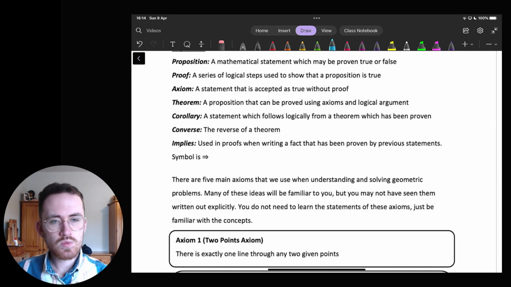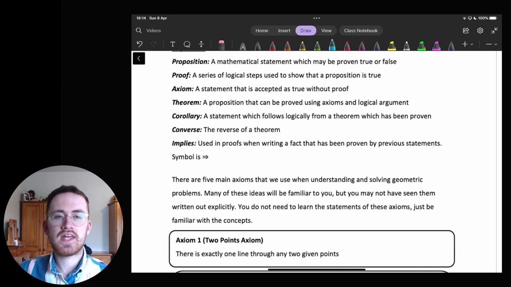With all of these words, it's a good idea that you have some sense of what they mean, whether that means learning off these definitions if that works best for you, or just having a general sense that you could express what each of these words means. If they asked what is a proof, you could get across the sense of it. A proof should have logical steps, and we use it to show that a proposition is true, to show that something is true.